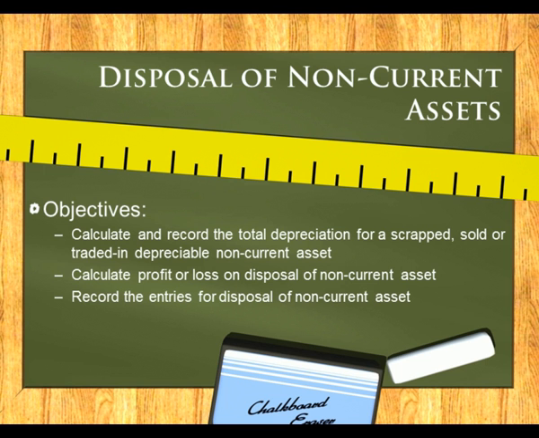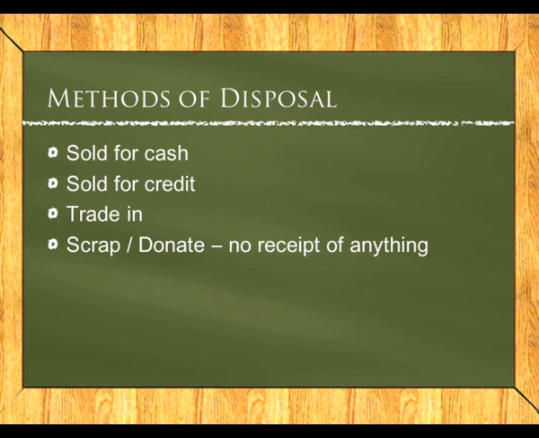You can dispose of an asset in a variety of ways. The simplest one being selling it for cash. You're just selling the asset for cash and there's no other complication. You could also sell it on credit, you could trade it in, or you could also scrap it or donate it. For the scrapping or donation, you would find that there is no receipt of anything. So we won't receive money, we won't have a debtor sitting on our books, and we won't have a corresponding asset as well.